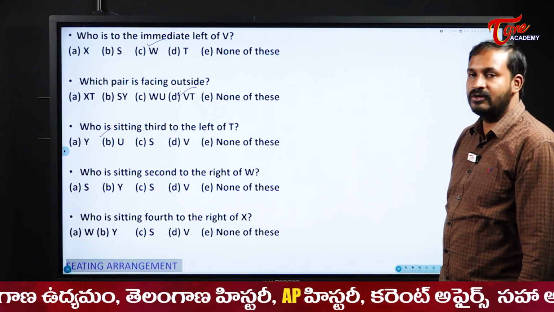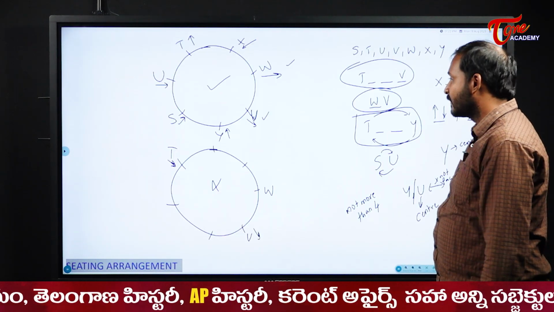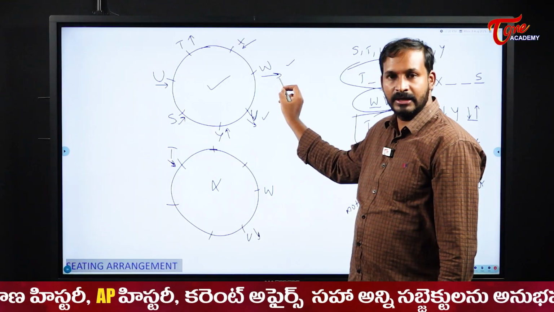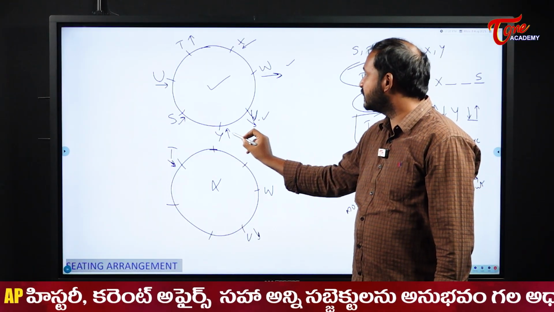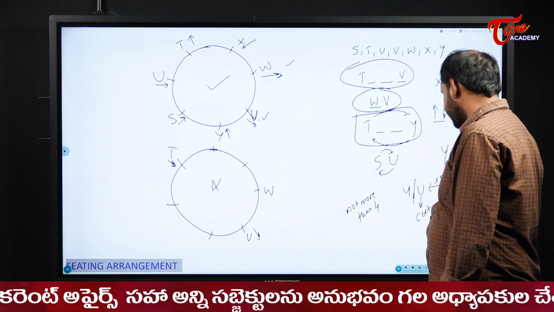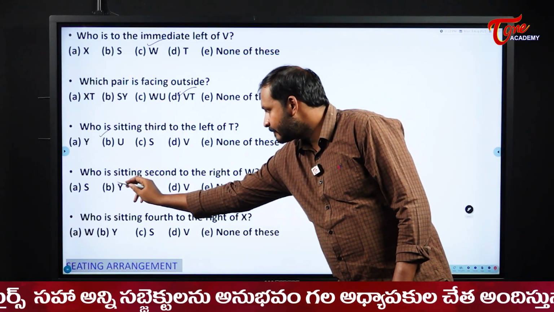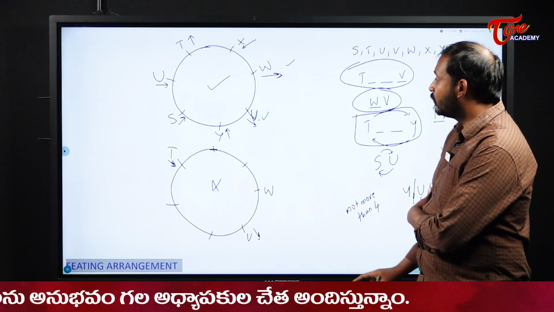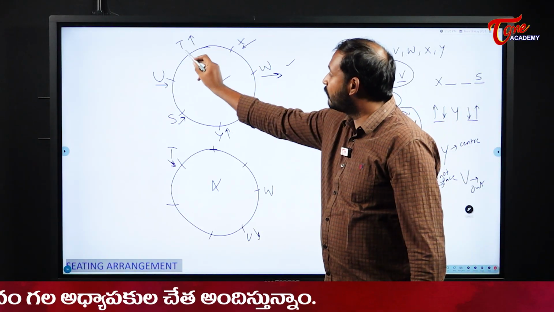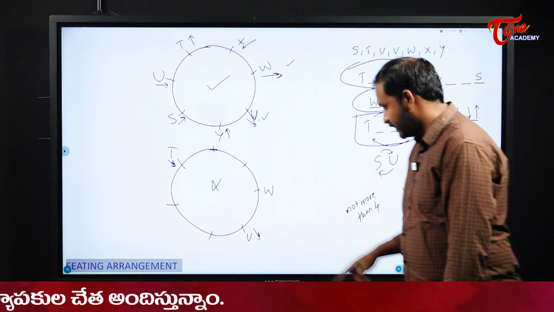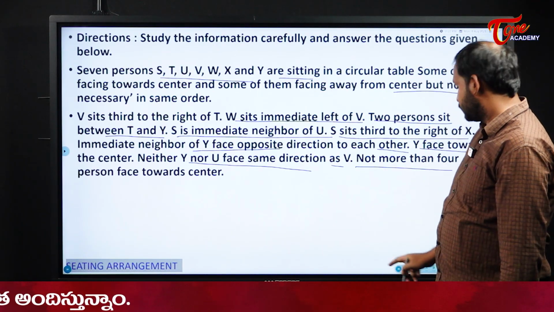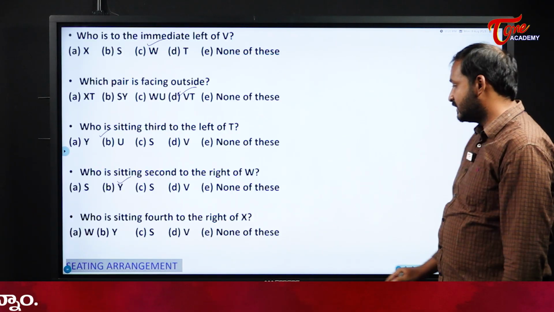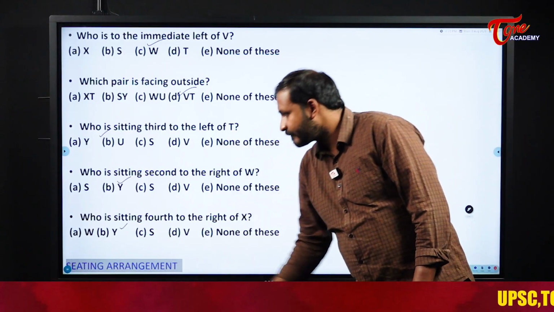Who is sitting second to right of W? W is here. So second right means it will become who? Y. Who is sitting fourth to the right of X? Fourth to the right of X: 1, 2, 3, 4. It is also Y. So once again my answer is here Y.